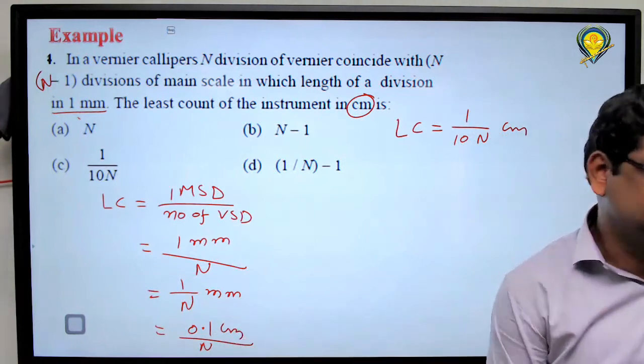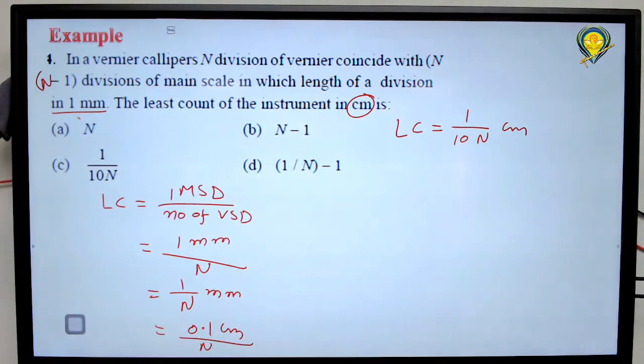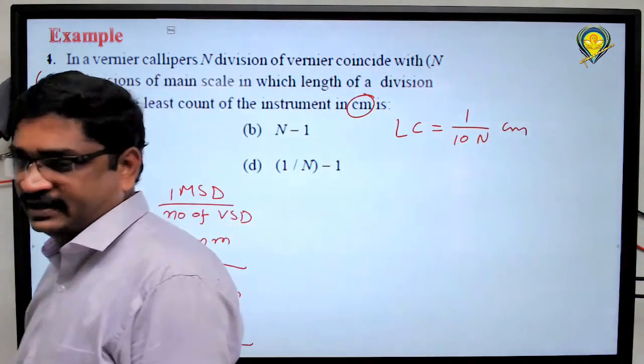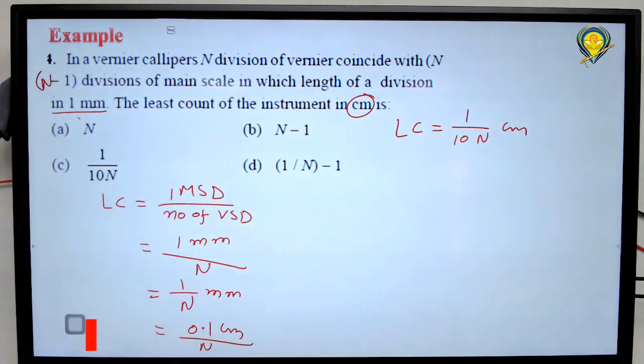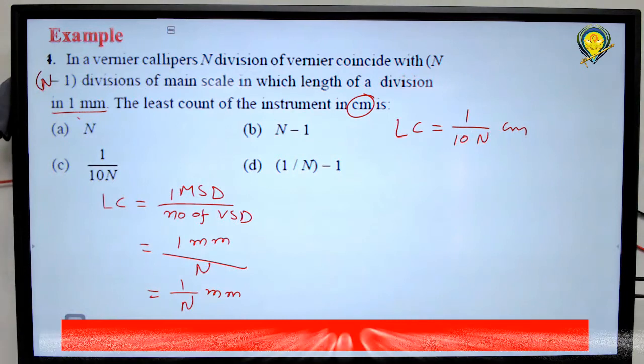Least count is the first priority. Least count calculation is the first priority.